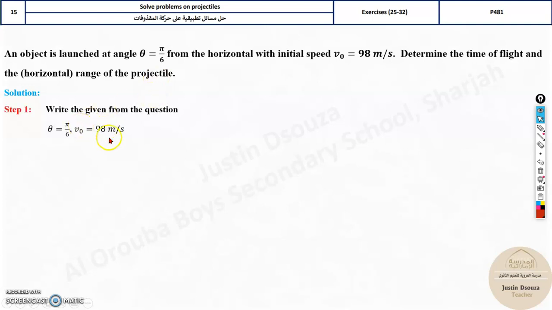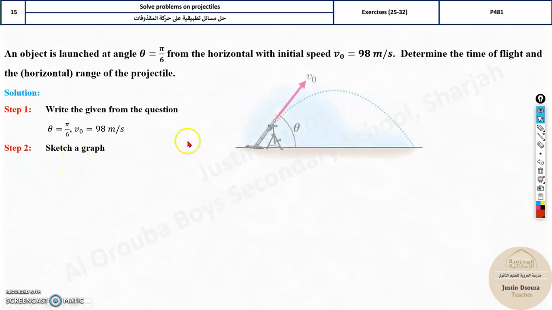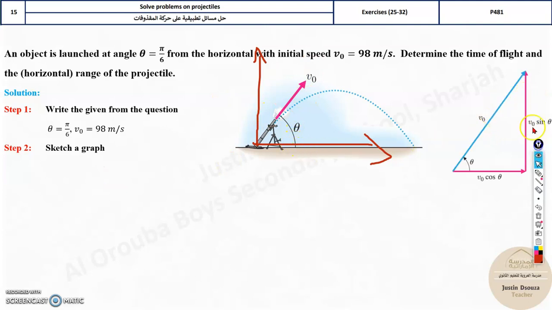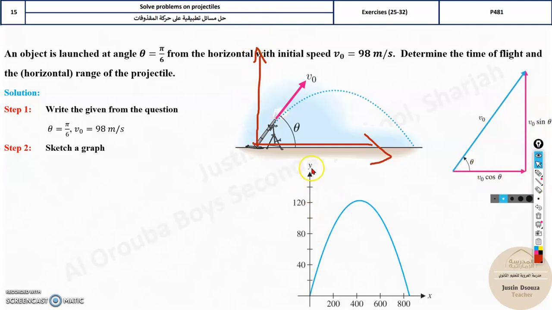Just like the previous problem, let's write the given. The angle is given and the initial speed is given. That is the velocity. Now sketch a graph to understand better. Now there's one thing over here. There is an angle, so we need to have two different orientations, that's the velocity in the vertical and horizontal, because there's an inclination for the launch. Now over here we get v naught sine theta for the vertical side and v naught cos theta for the horizontal side, and this over here is the projection of whatever is thrown.